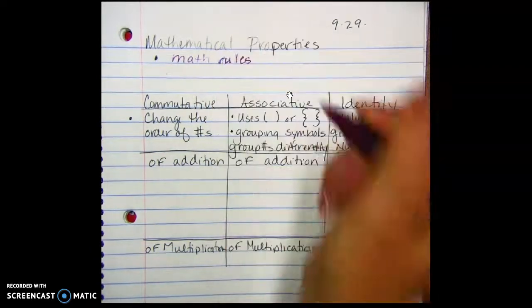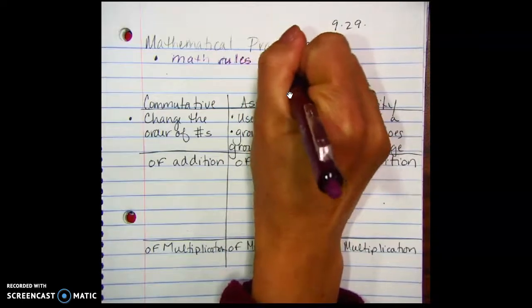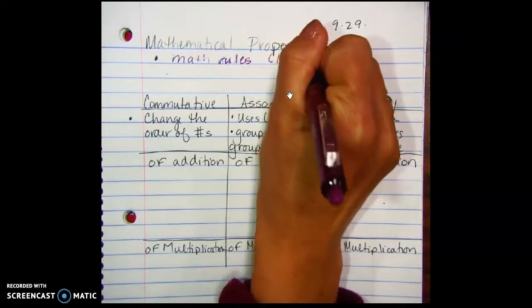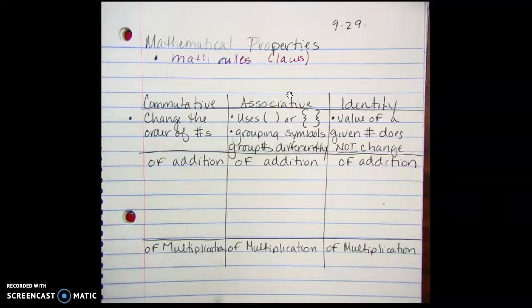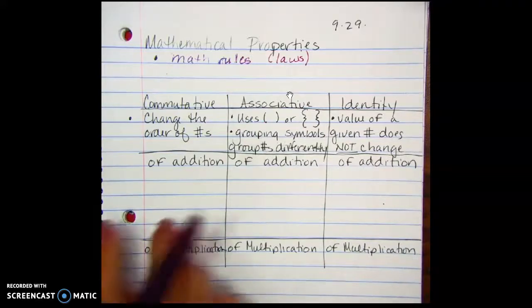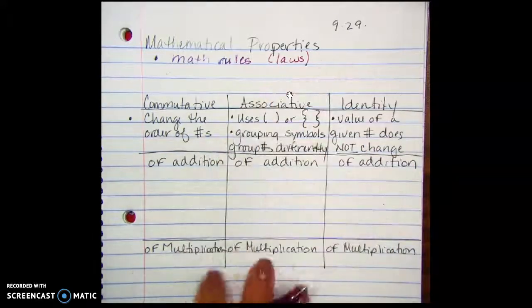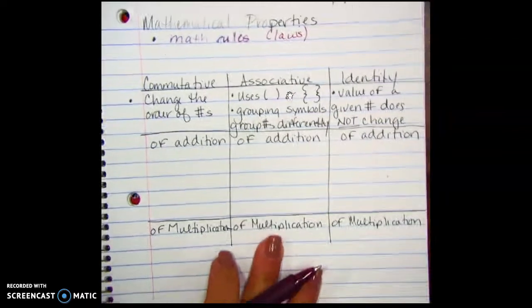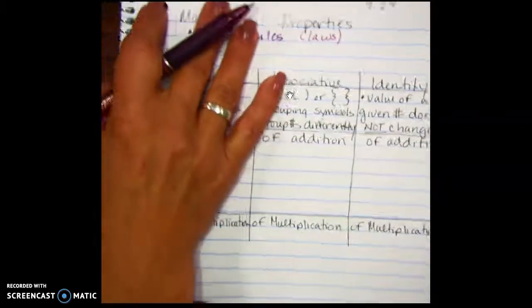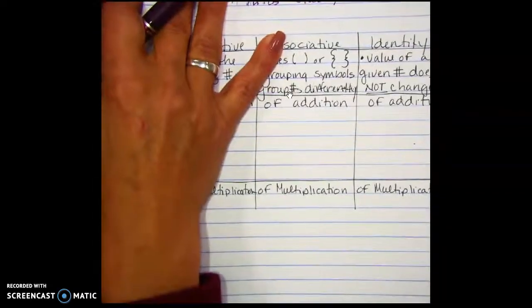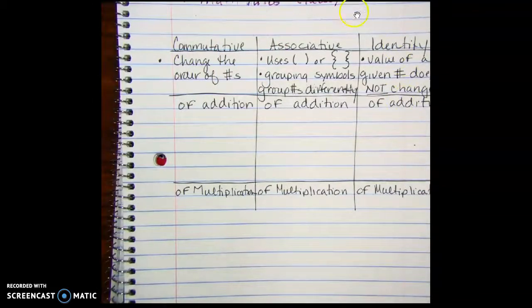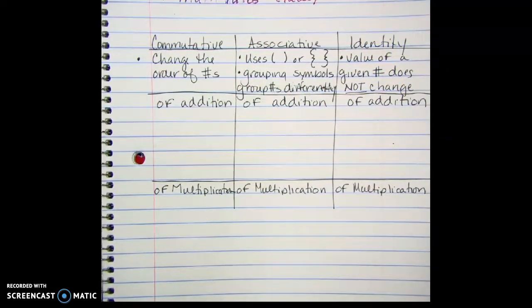All right. Now, actually, they're laws, and they always work. So we call them math rules or math laws. There are 3 properties that we are focusing on today. There are more, but today we're only doing these 3, and you should have seen these before. And I'm going to move this over a tiny bit.